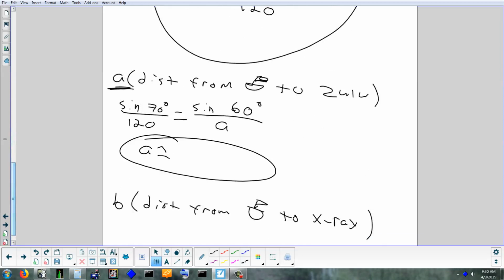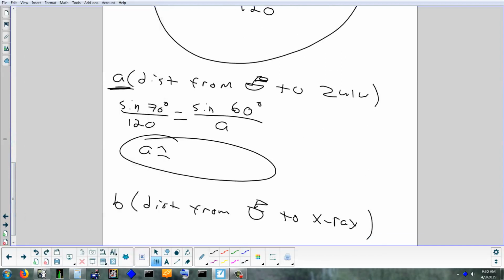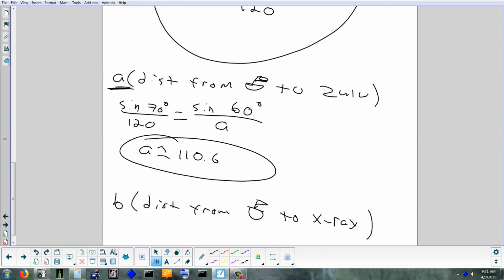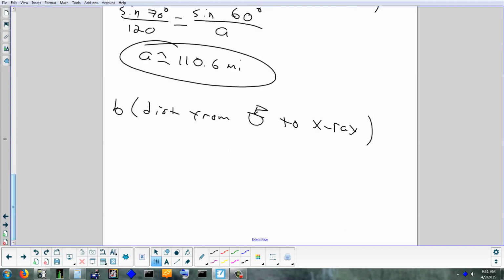Okay, so let's type that in and see what we get. So 120 sine 60, and you're going to have to divide by sine 70. So the distance from the boat to the Zulu station is 110.6 miles. I think it was in miles. Yeah, it was miles.